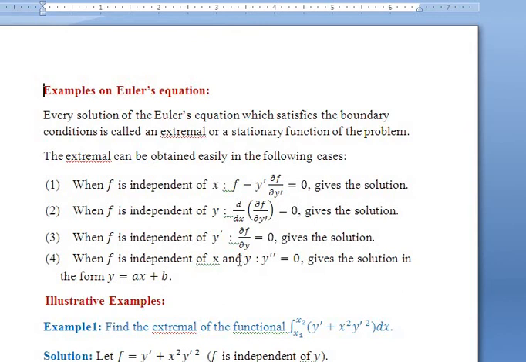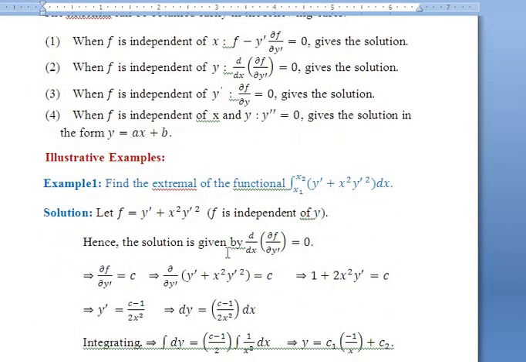Now we'll have some examples. Find the extremal of the functional given: integration from x1 to x2 of y dash plus x square y dash square dx. For any such function, we have to note what is f. f is the function which is inside the integration. So here f is y dash plus x square y dash square. We can observe this function as per the different cases we have discussed above.